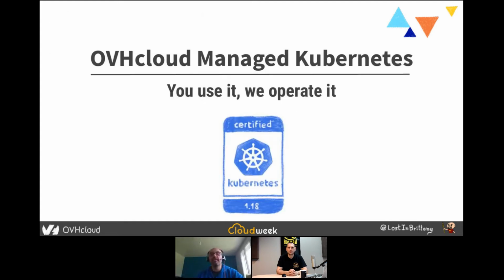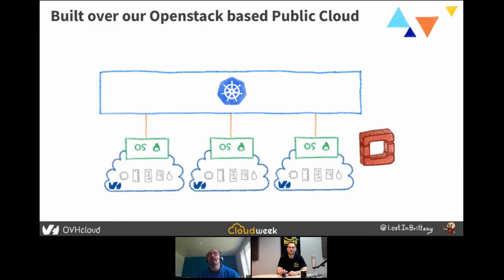And like many others, like our friends at Google Cloud, AWS, Microsoft, we offer a managed Kubernetes, our OVHcloud Managed Kubernetes. Our managed Kubernetes is built over OpenStack. Why? Because all our public cloud is built on OpenStack, so it was the natural way for us to build our managed Kubernetes over our own public cloud.